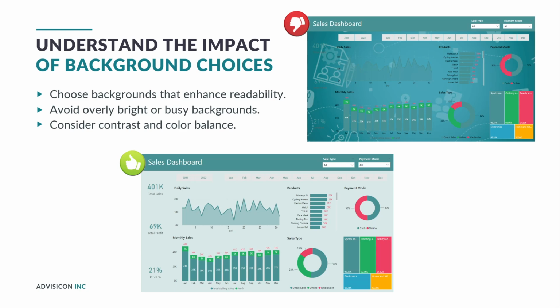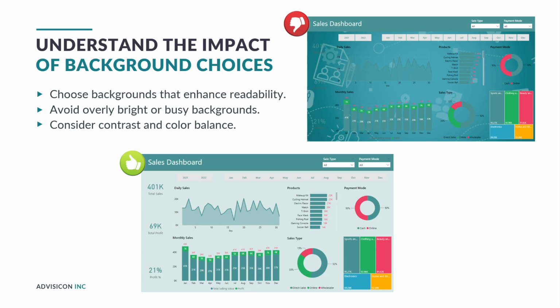For example, you can use neutral or soft backgrounds behind your data visuals to ensure that your charts and text remain legible. Avoid backgrounds that blend too closely with your content. Second, avoid overly bright or busy backgrounds. So, what to look for? Backgrounds that are too bright or busy can distract from the main content and make it harder to focus on key information. These backgrounds can create visual noise that overwhelms the viewer.